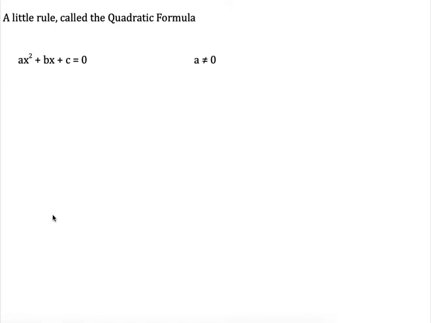So friends, since you know how to complete the square, you actually have a tool in your toolkit to be able to solve any quadratic equation in which you have a quadratic that you set equal to zero. So you can find the roots of any quadratic equation if you know how to complete the square. However, sometimes it's helpful or interesting to have a rule or a formula that you can use or apply.